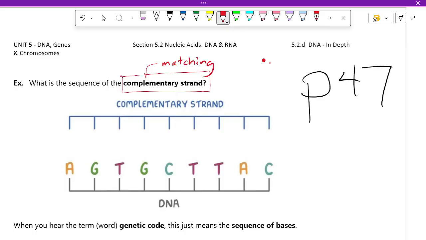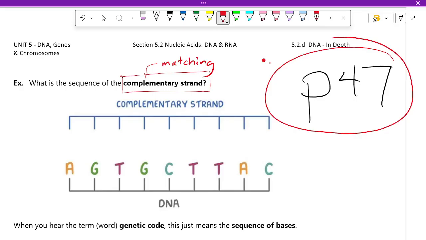So if we wanted to match this up, one strand of the DNA is AGT. Yes, Sora? Sorry, what was that? Nothing? Okay, good. Okay, so we had AGTGC. Elliot? Yes? Okay. It's right there. Okay. We got AGTGCTTAC. The matching strand, what goes with A?